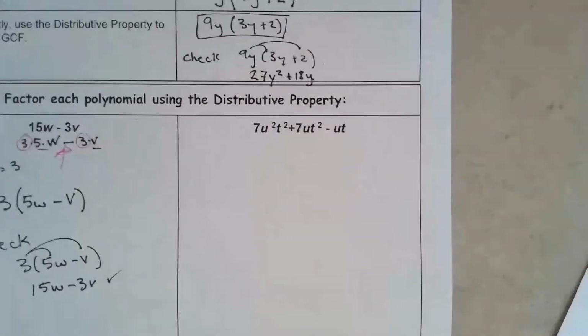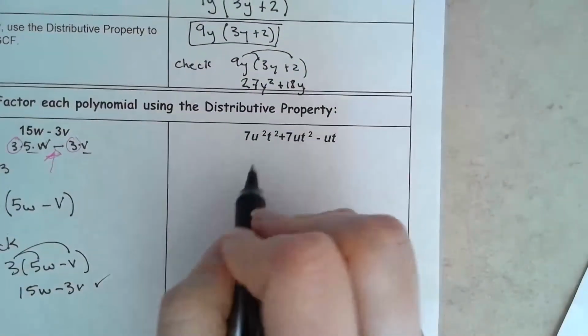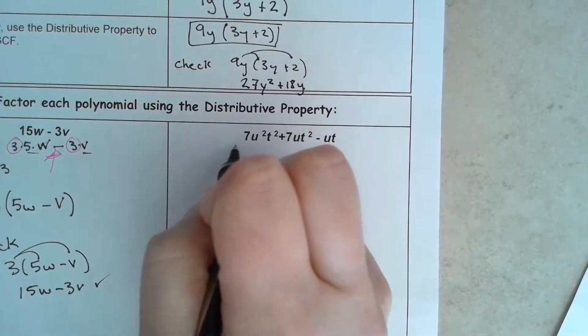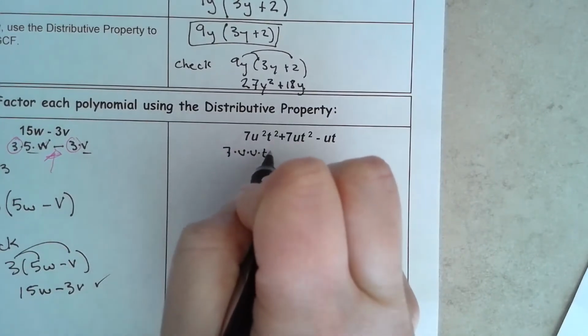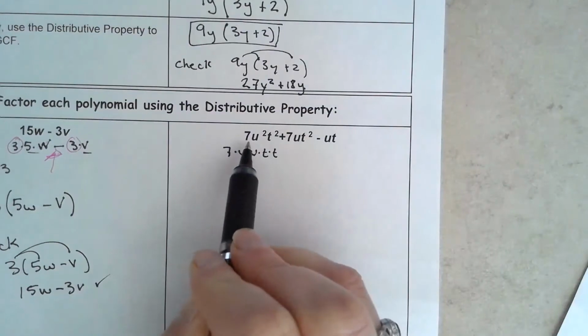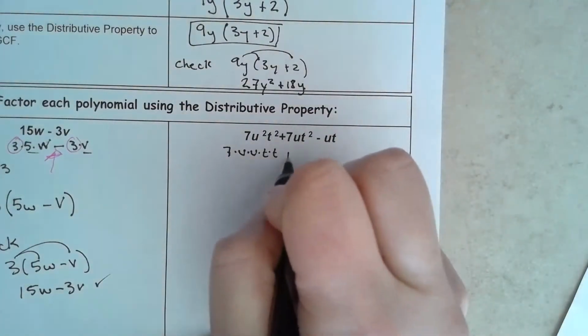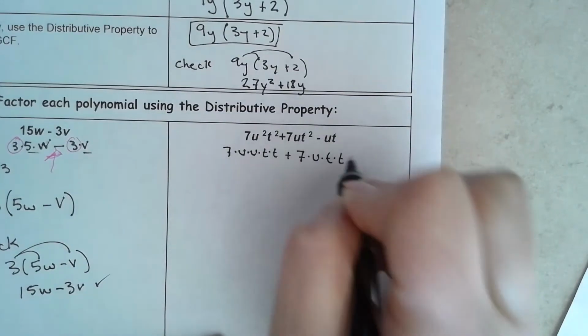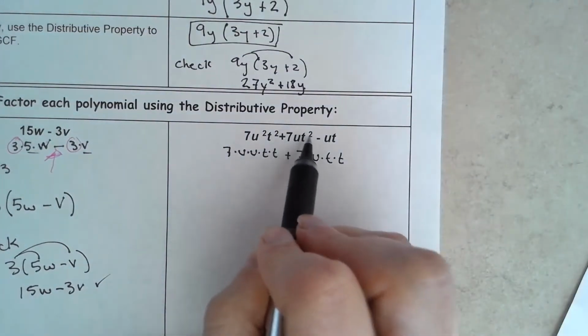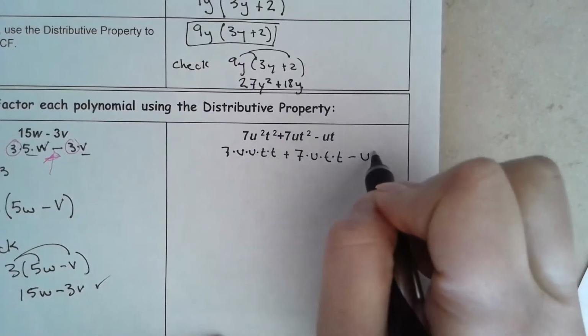That one was nice. Okay, let's look at this one. We have 7 times u times u times t times t. That's the 7u squared t squared, plus 7 times u times t times t. That's my 7ut squared, minus ut.